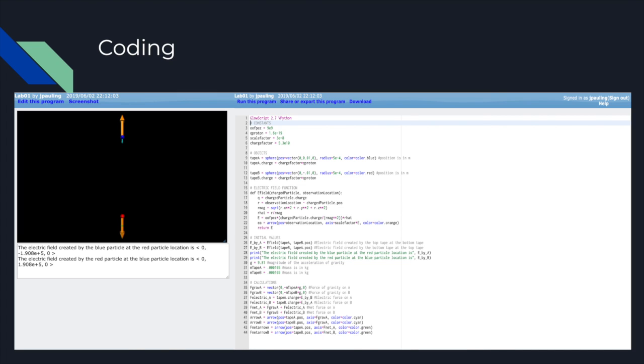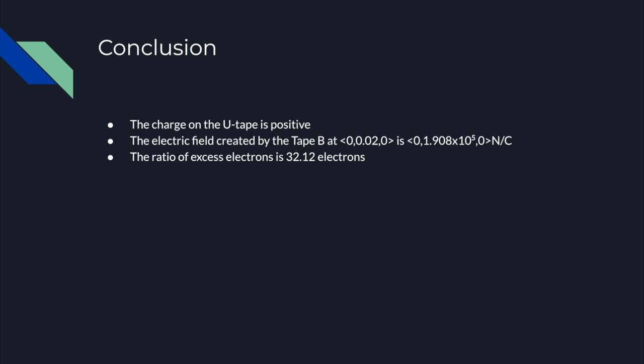In conclusion, I believe it is safe to say that the charge on both tapes is positive. The electric field created by the red particle on the blue particle is 1.908 times 10 to the 5th newtons per coulomb, and the ratio of excess electrons on both tapes is 32.12 electrons. I would also like to make a note that there may be some error or variation in the electric field due to human error in recording the distance at which the top tape begins to float.